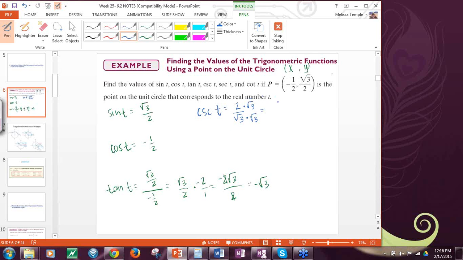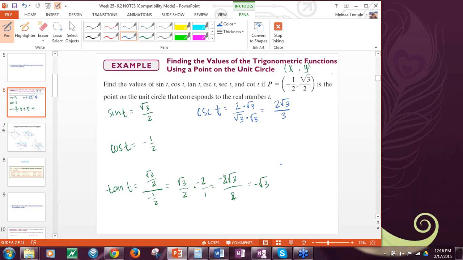So now my new numerator is 2 times the square root of 3, and my denominator, the square root of 3 times the square root of 3, is simply 3. And simplify if you can. In this case, that is my simplified answer. So cosecant of t is 2 square root of 3 over 3. Have you seen that process before? Yes, I think so. Yes, okay.